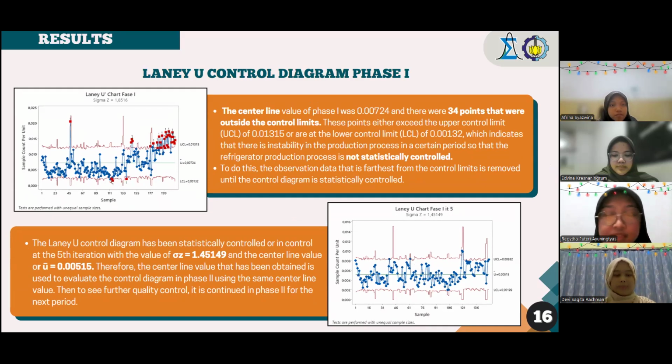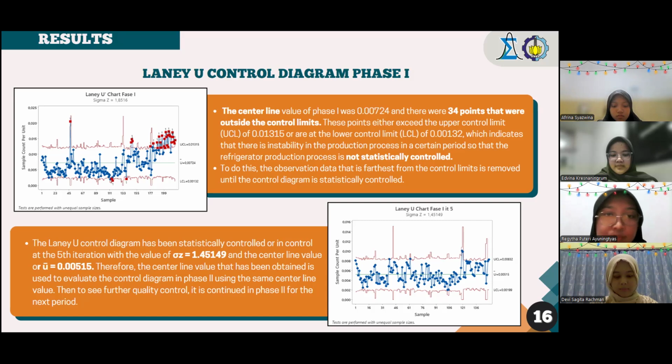So after checking the diagnostic from the U chart, we use the Laney U control chart for phase 1. We can see in picture 1 that the center line value of phase 1 was 0.00724 and there were 34 points outside the control limits. These points either exceed the upper control limit of 0.01315 or are below the lower control limit of 0.00132. That indicates there is instability in the production process in a certain period, so the refrigerator production process is not statistically controlled.